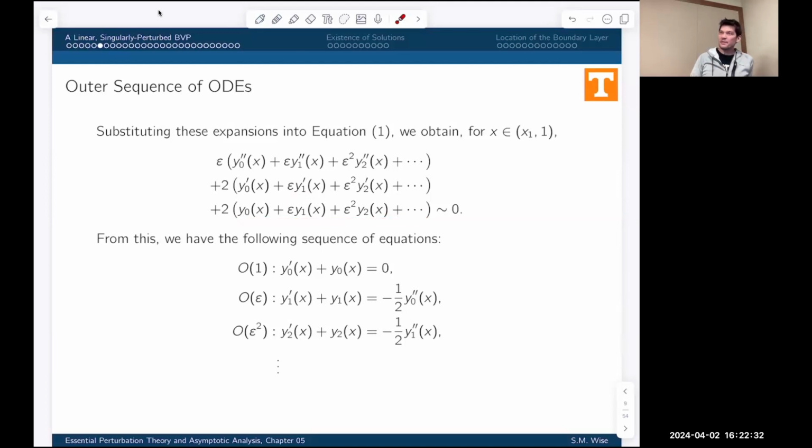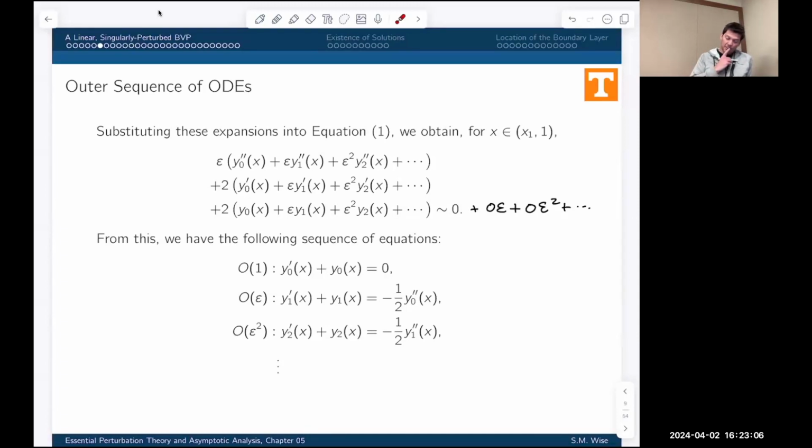When we add those three things up, that's going to be asymptotic to 0. But we can view 0 as being something kind of special. It's not just 0, it's 0 plus 0 epsilon plus 0 epsilon squared. So in other words, this is an asymptotic power series expansion, and all terms are equal to 0. So now all we're going to do is equate terms with like powers of epsilon.